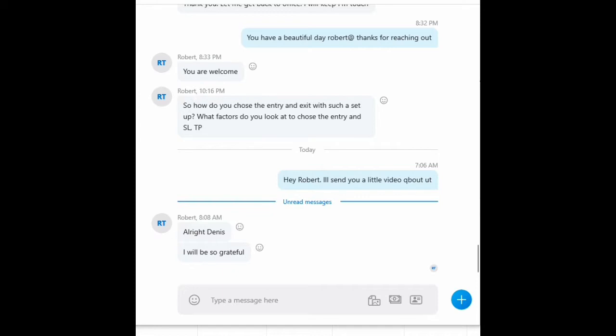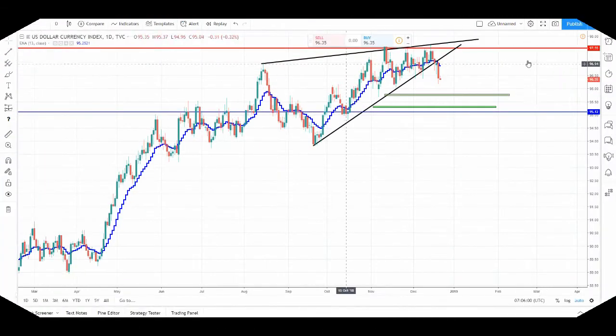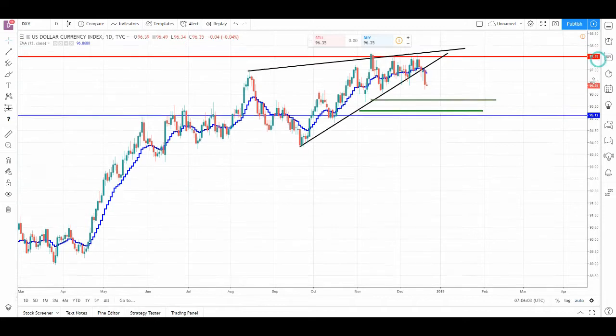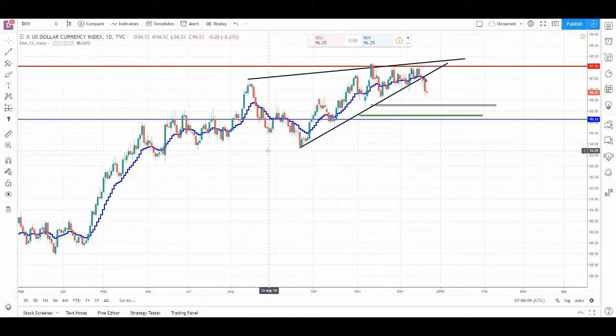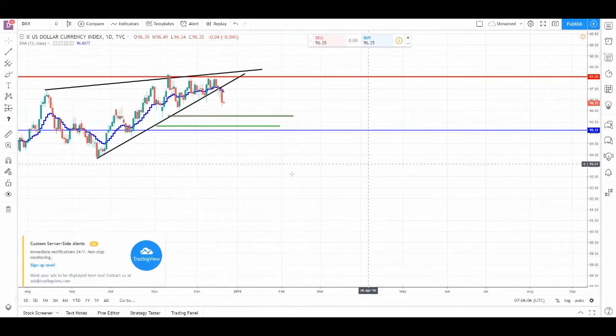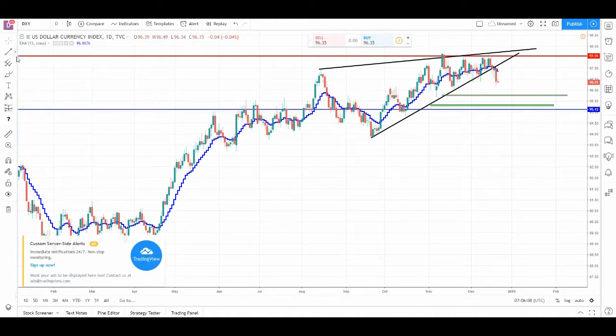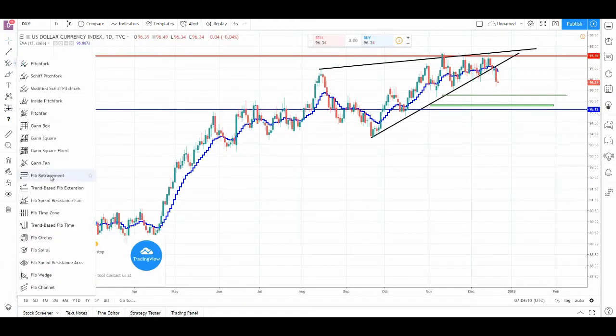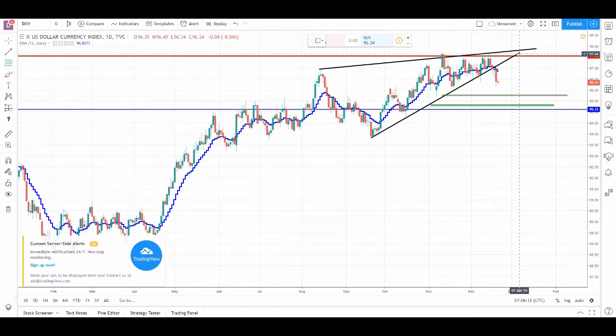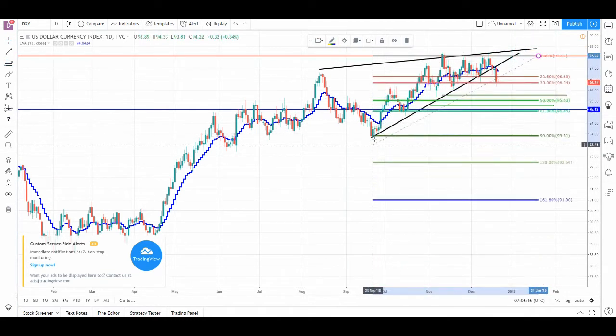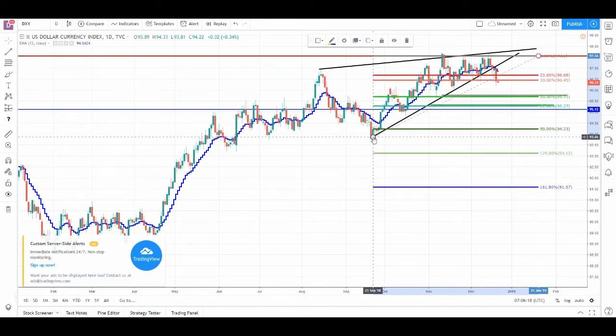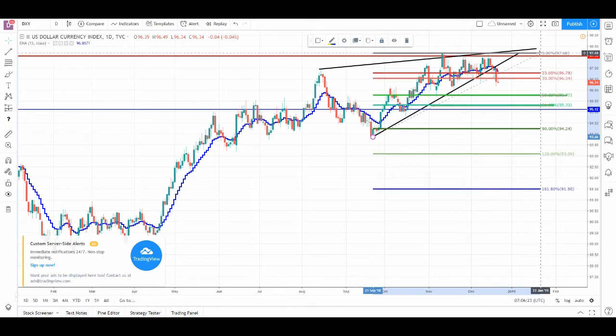So that's the question. I'm going to explain it using the US dollar index. We did this analysis last week. If you guys remember, we had this contraction here forming towards the upside, and what we did was we used the Fibonacci retracement tool to the top side.